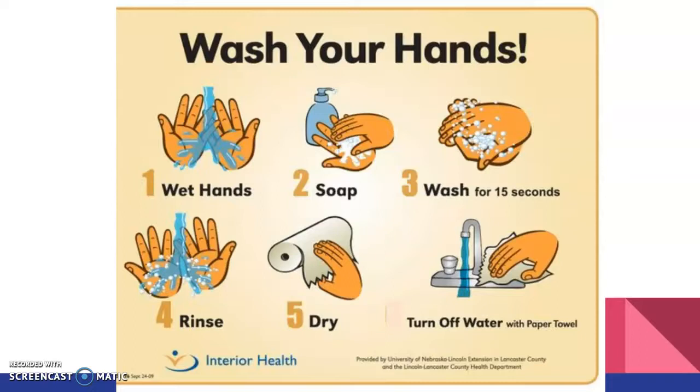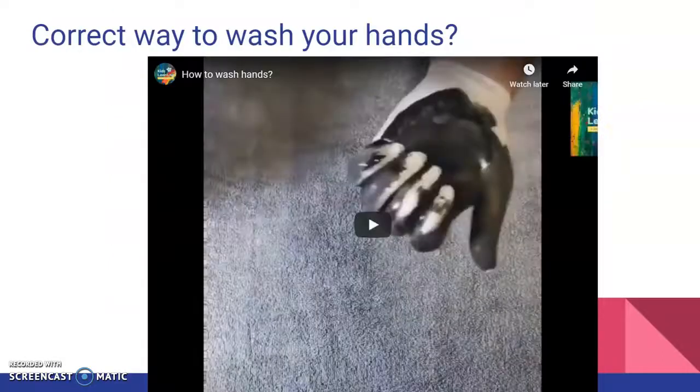Be sure to dry your hands completely at step 5. That is really important to get all the water off. And then use that paper towel to turn the water off. Put the paper towel in your hand, put it over the handle, and turn off the water. This is the correct way to wash your hands.